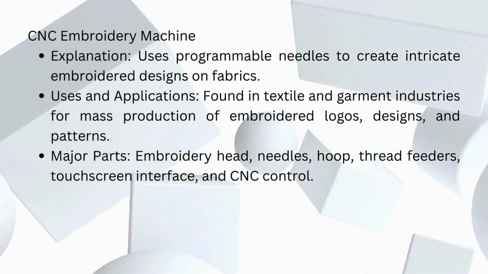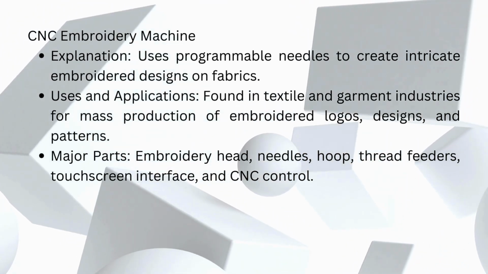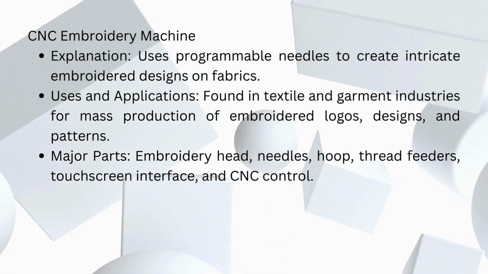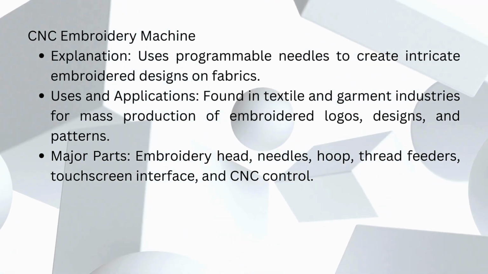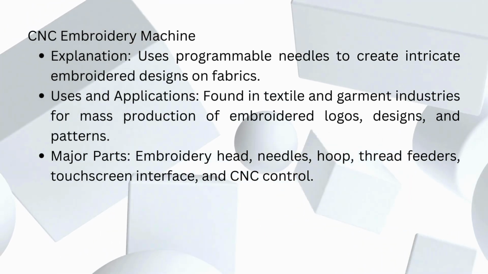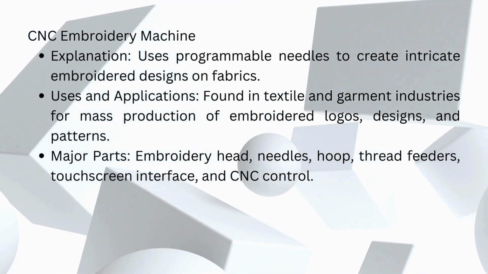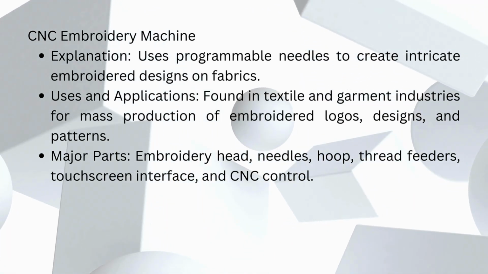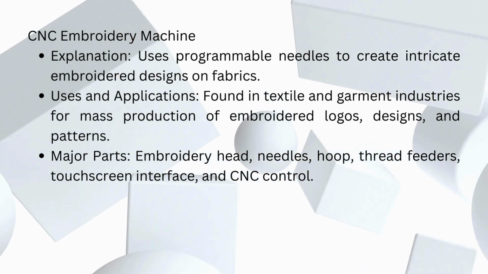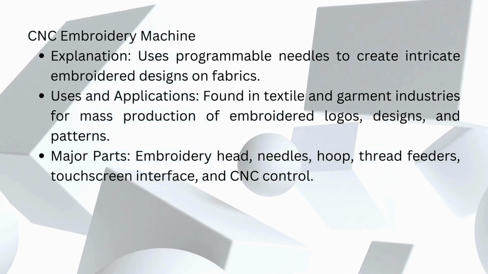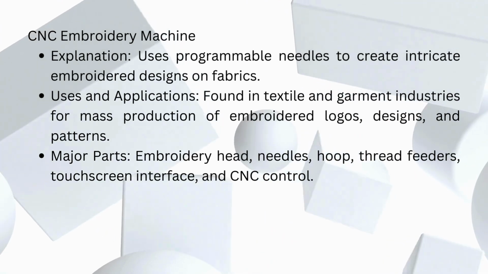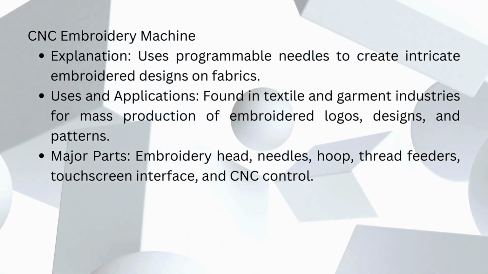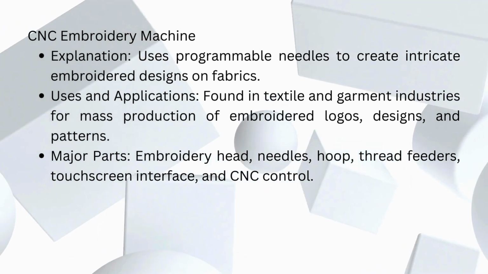CNC embroidery machine. Explanation: uses programmable needles to create intricate embroidered designs on fabrics. Uses and applications found in textile and garment industries for mass production of embroidered logos, designs, and patterns. Major parts: embroidery head, needles, hoop, thread feeders, touchscreen interface, and CNC control.